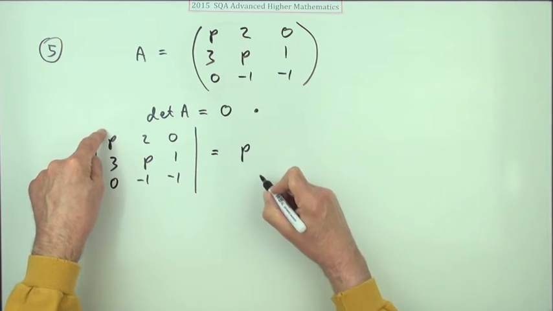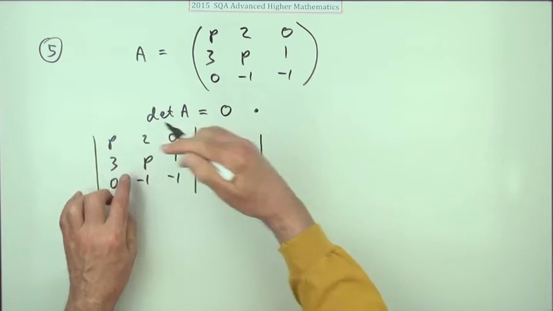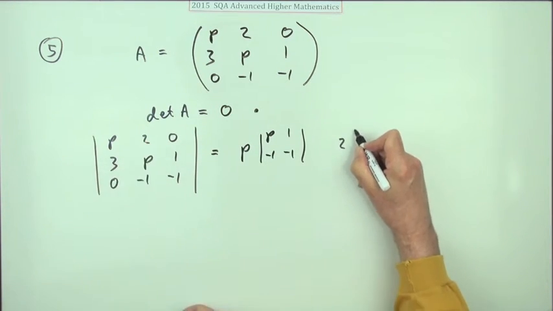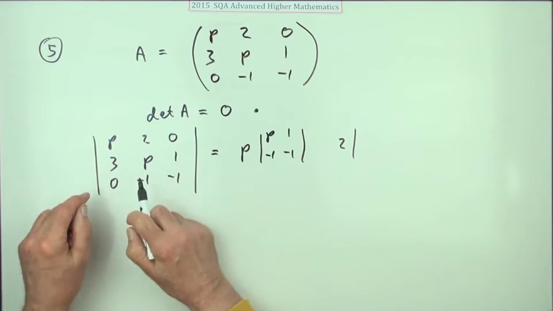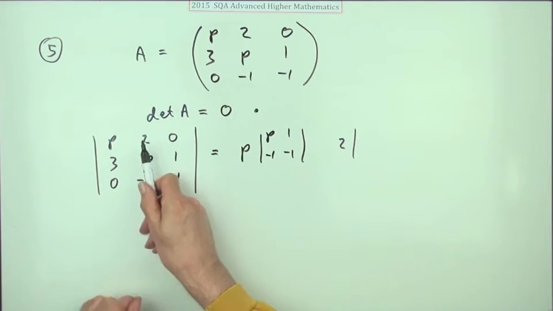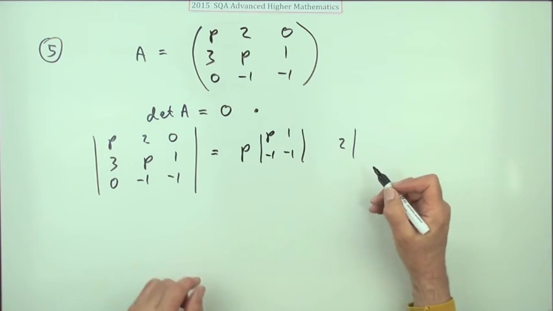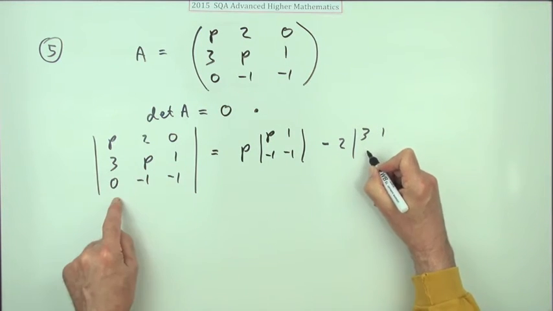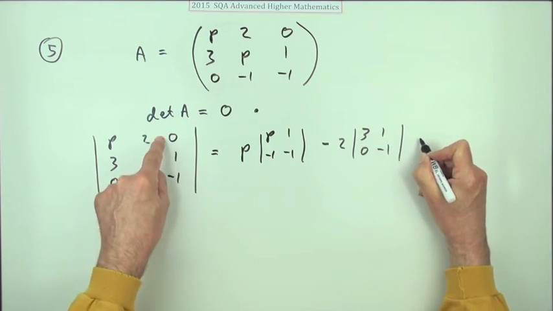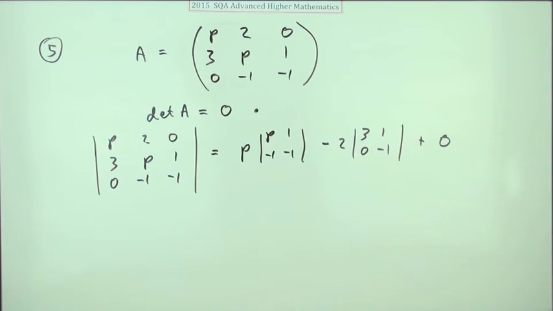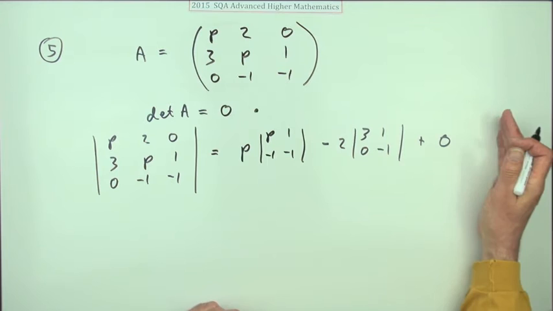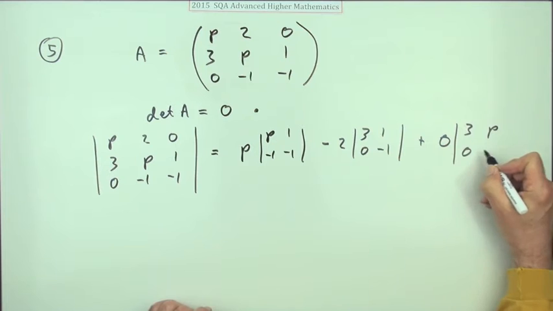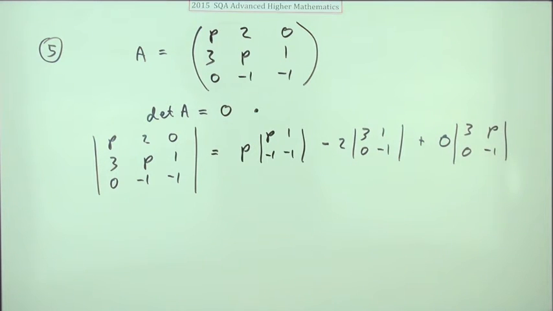So it'll be P times its minor, which is the 1 here, P, 1, -1, -1. The 2, and its minor is this one here, knocking out the row and the column, except the associated sign is negative in that position, so that would be 3, 1, 0, -1, and then plus 0, which quite luckily is just 0. I don't see any need to put this in, but I notice the marking scheme has this in, which seems a little bit pointless, because 0 times anything is 0.